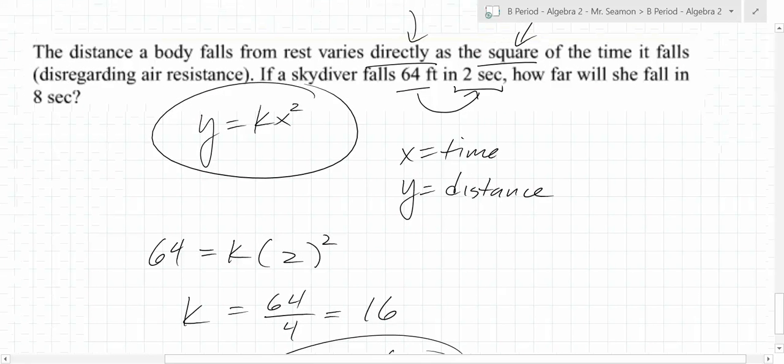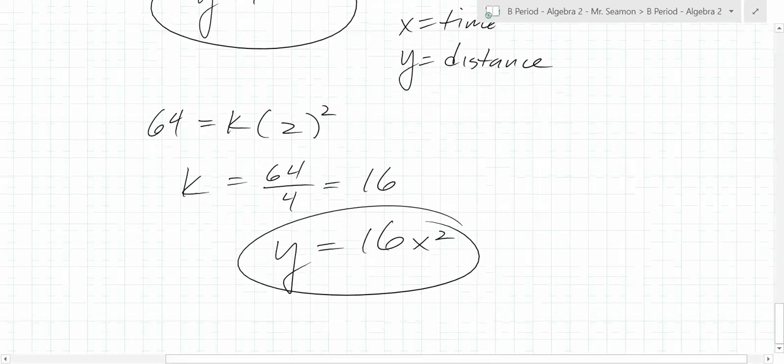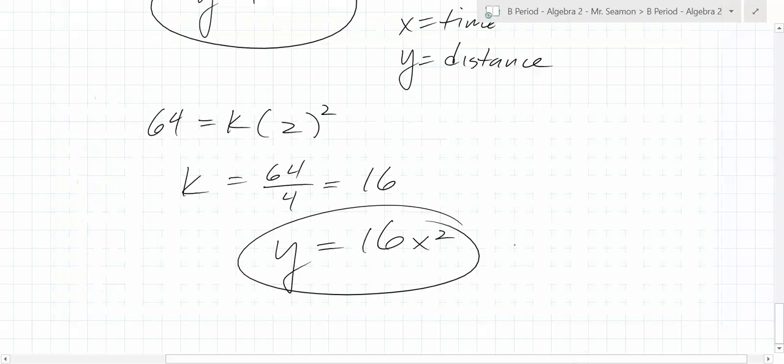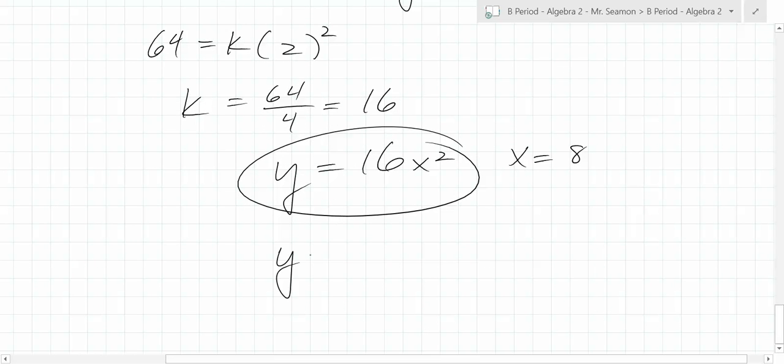So now what does it ask? It asks, how far will she fall in 8 seconds? What do you plug in? X is equal to 8. So y is equal to 16 times 8 squared. So y is equal to 16 times 64.